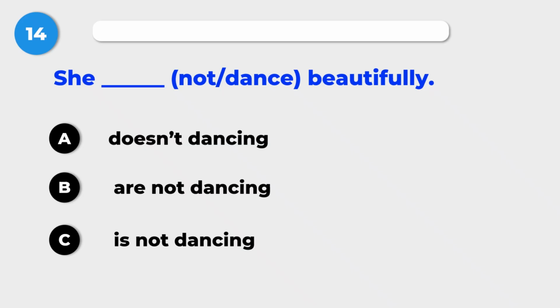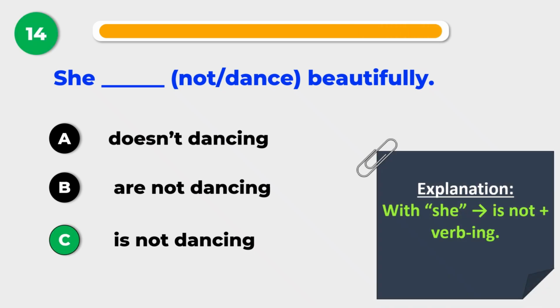Question 14. She dash beautifully. The correct option is C, is not dancing. She is not dancing beautifully.